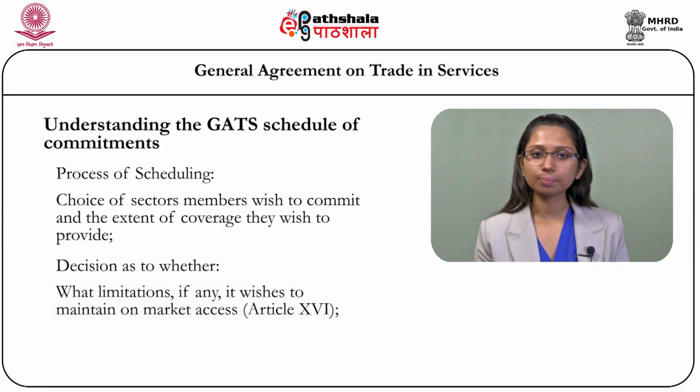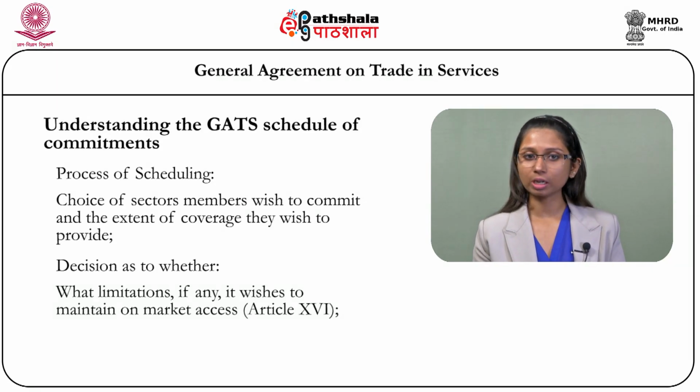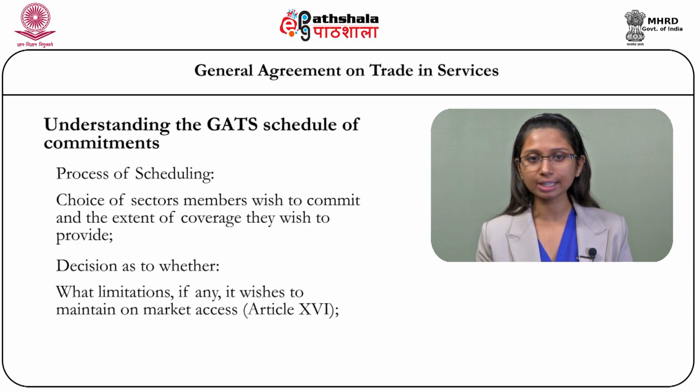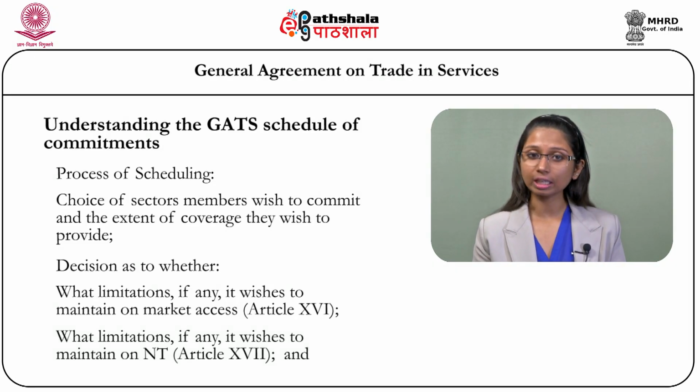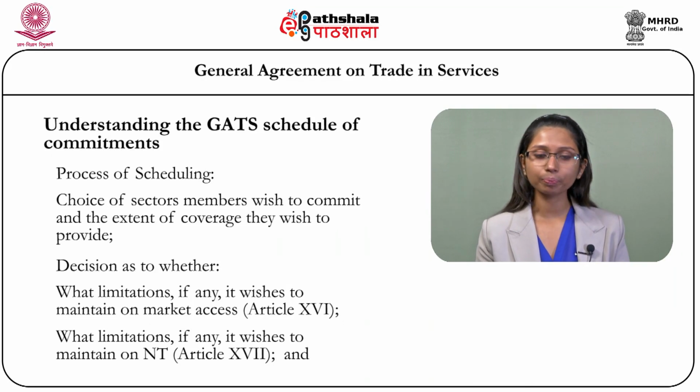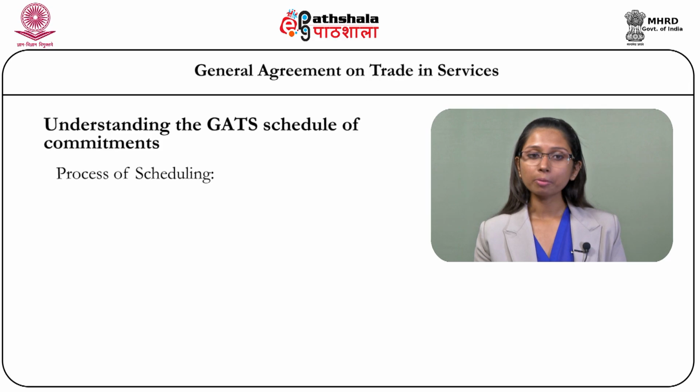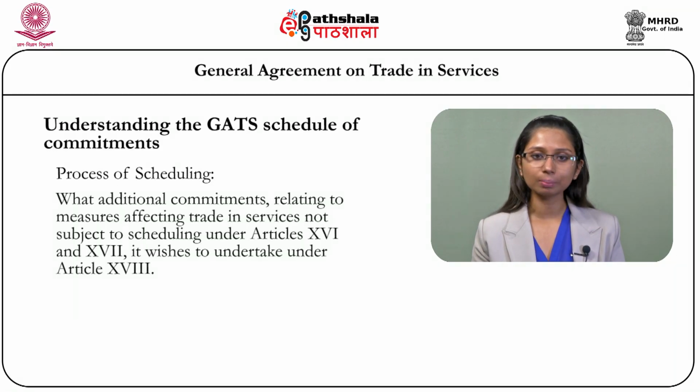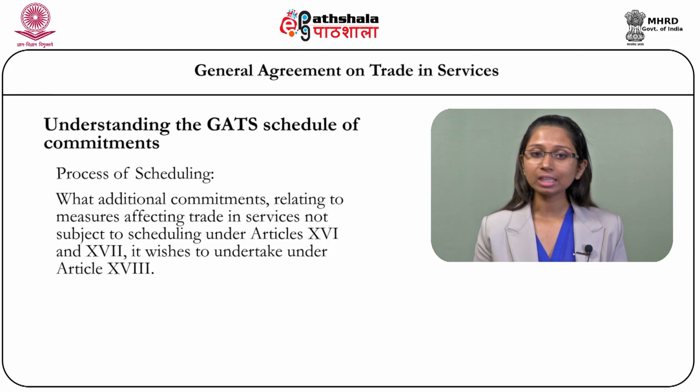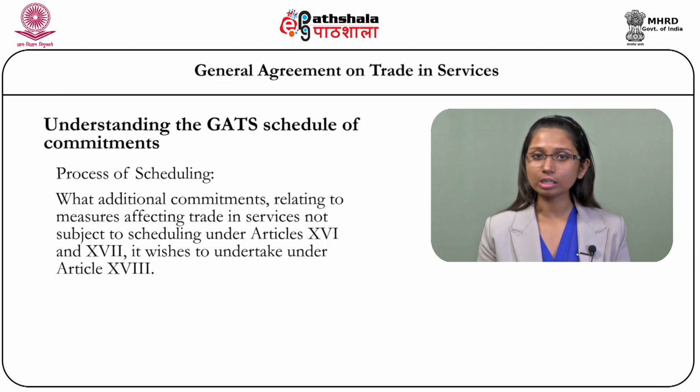Members have to take decisions whether and what limitations, if any, they wish to maintain with respect to market access, Article 16 of GATS, and what limitations, if any, they wish to maintain on national treatment, which is Article 17 of GATS. Further on, members may also make additional commitments relating to measures affecting trade in services which are not subject to scheduling either under Article 16 or 17, and if they wish to undertake any further obligation under Article 18 of the GATS.